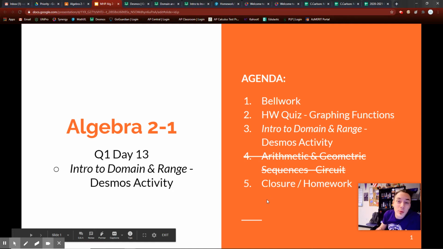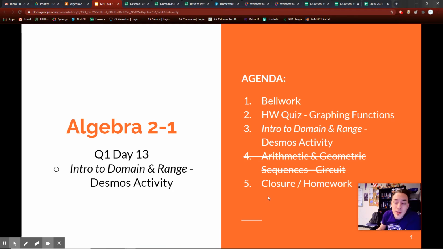Welcome back, Algebra 2.1. What we are going to be doing today is the bell work, homework quiz, graphing functions, and then a Desmos activity, and that is it. This Desmos activity is hopefully going to tie a lot of things in with domain and range, how it relates to functions, how it relates to graphing functions, but then also how it's going to be relating to what we call piecewise functions, and that's going to be tomorrow.